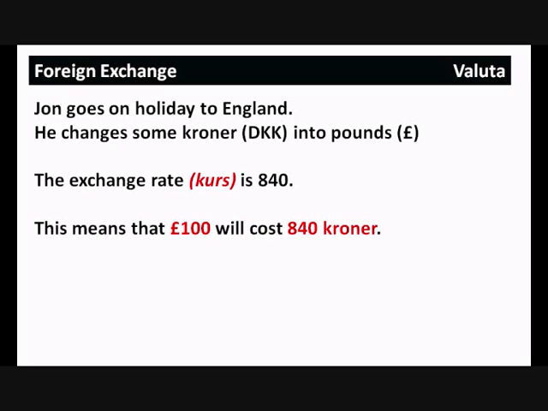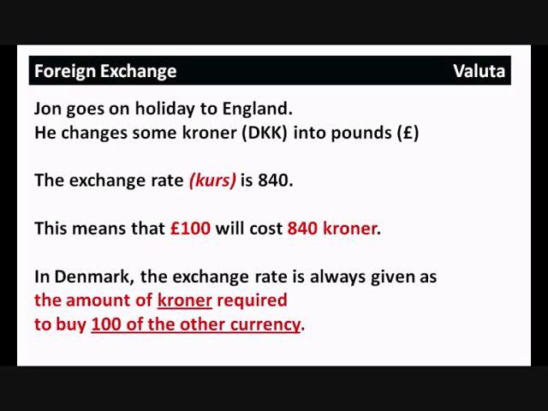Well, that means that £100 will cost 840 kroner, because in Denmark the exchange rate is always given as the amount of kroner that you need to buy 100 of the other thing, the other currency, the other money, in other words. So write that down if you're taking notes.